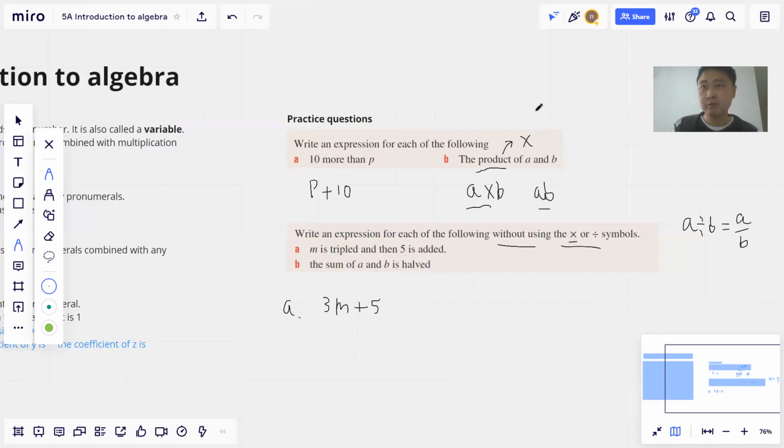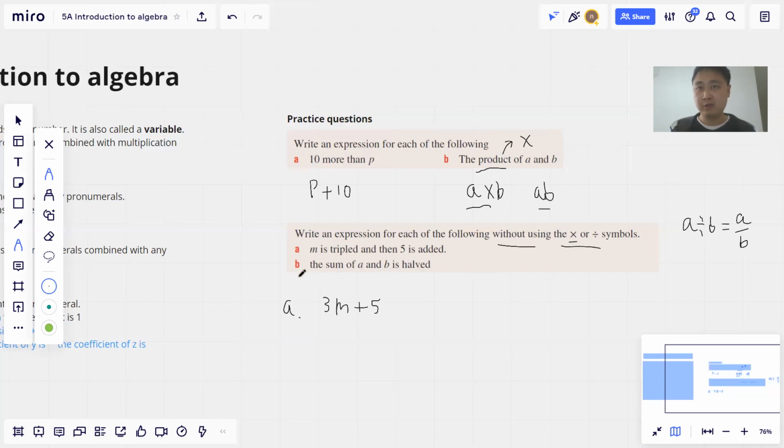Okay, so Ethan, I think you are talking about this question here, product of A and B. Product means multiplication. So the product of A and B is A times B. So that's why we write it here. It's not A equal B.